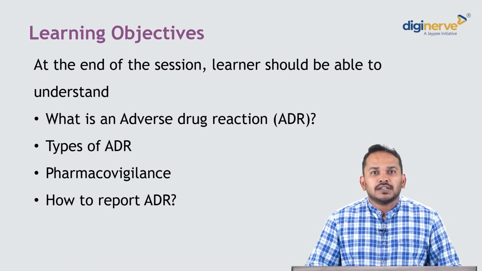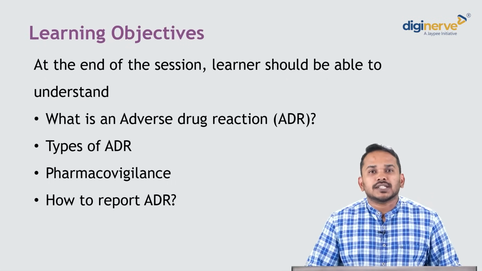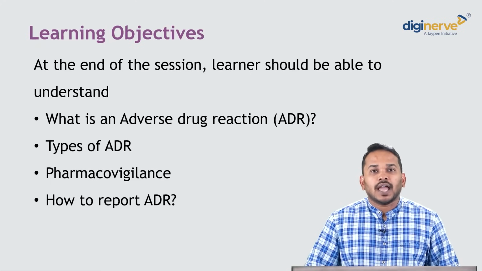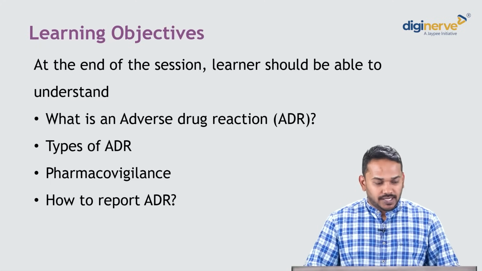So, we will see what are the learning objectives of this session. At the end of the session, you should be able to understand what is an adverse drug reaction, what are the types of adverse drug reactions, what is pharmacovigilance, and how to report an adverse drug reaction. So, before we go into the topic proper, we will see the historical perspective.